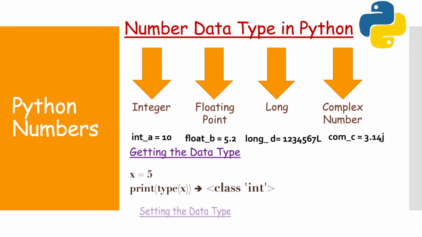Then how do you set the data type? In Python, data types are set when you are assigning a value to a variable. So when you give x equal to hello world, a string variable, the type automatically gets assigned to the variable. There is no need to explicitly state the type of the variable.